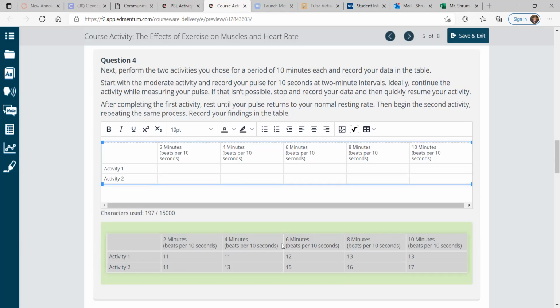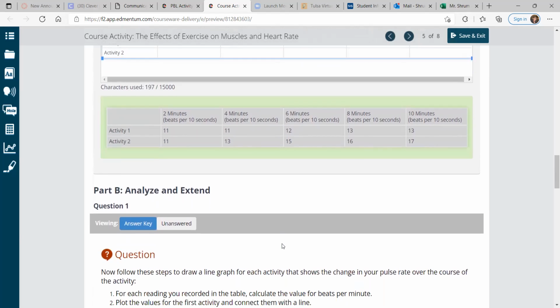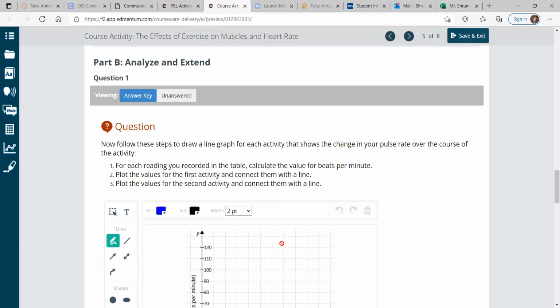You actually want to rest between these activities. You don't want to walk and then immediately start jogging. That's unnecessary. So walk for 10 minutes, rest for 5, and then jog for 10. That might be an easier way to do things. And then you're just measuring your pulse every 2 minutes. How many beats do you get in 10 seconds?